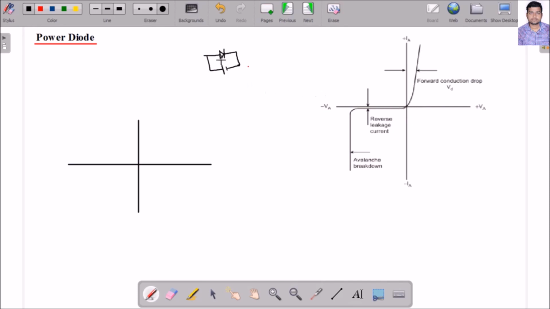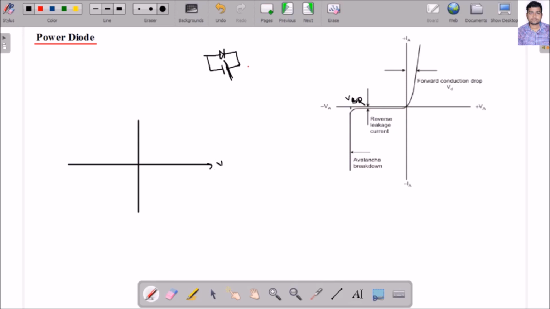And in the reverse bias condition, when the cathode is more positive with respect to the anode, a small leakage current flows, and when the negative voltage keeps on increasing, at a voltage known as the reverse breakdown voltage, junction breakdown of the diode occurs and heavy current will flow. But if I see the characteristic of an ideal diode, this is the characteristic of an ideal diode.